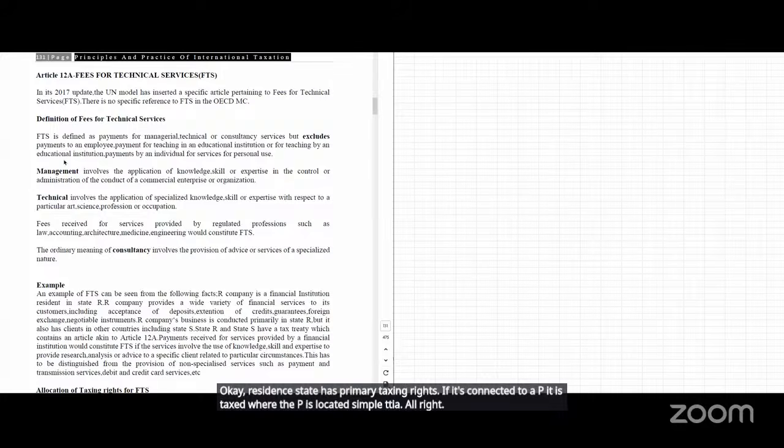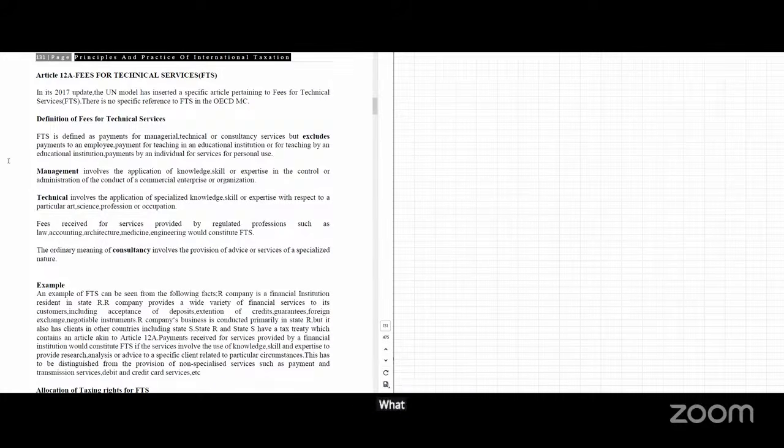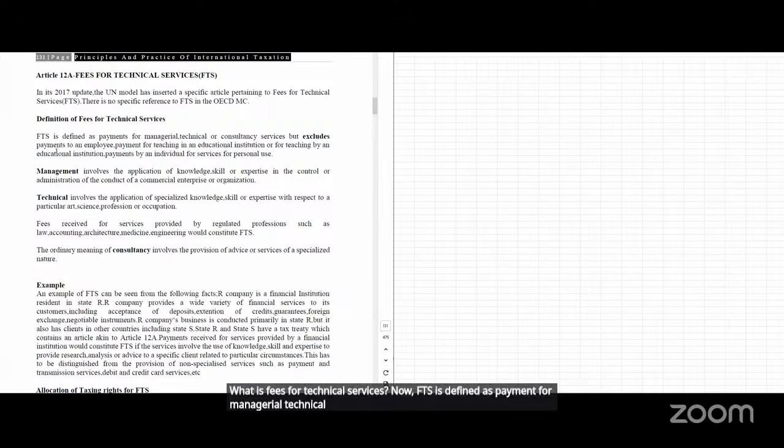So, what is fees for technical services? Now, FTS is defined as payment for managerial, technical, or consultancy services, but excludes payment to an employee.